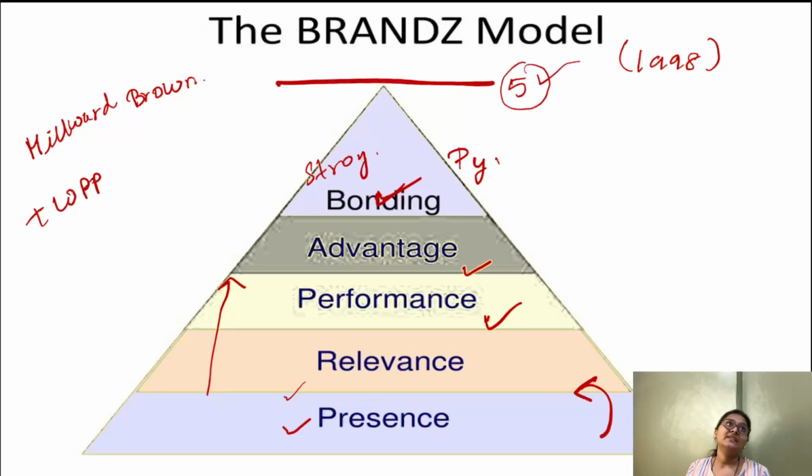So now, what is the importance of this BrandZ pyramid? First of all, let us look at the lower levels, that is the relevance and the presence. The focus here is on creating awareness regarding a certain product, and relevance. The product should be relevant according to the needs and preferences of the customers. There should be presence of a particular brand, and the brand should provide relevant products to the customers. These are the lower levels. Then moving up, we have the middle level.